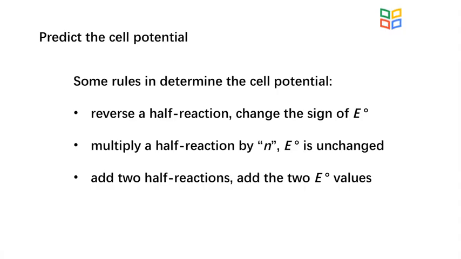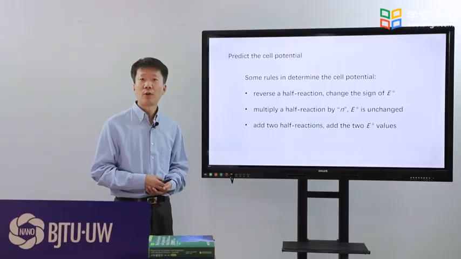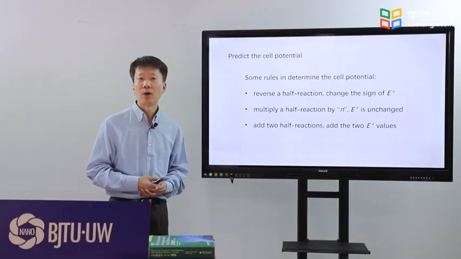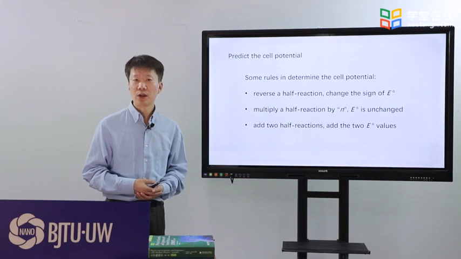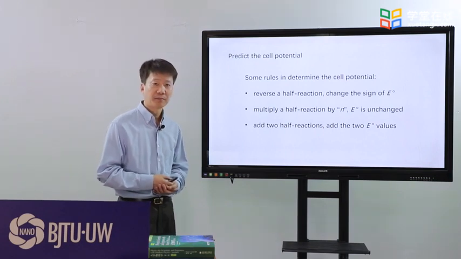For the known electrochemical cells, we don't have to measure the cell potential in the experiments. We can use the known electrode potential to predict the cell potential. Before we solve a problem, for example, we should remember the rules shown in the slide.